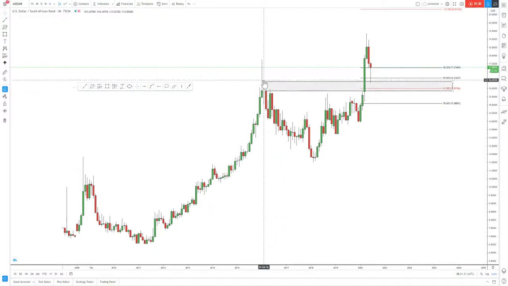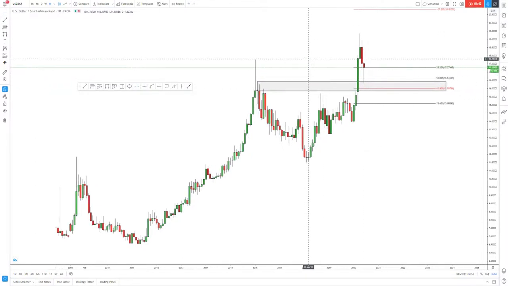You can see this rejection forming an indecision candle, and we can see how well it moved and broke out from this area, then turned into support at this area. So it acted as resistance here, resistance here. Now it's acting as support here to reject price.